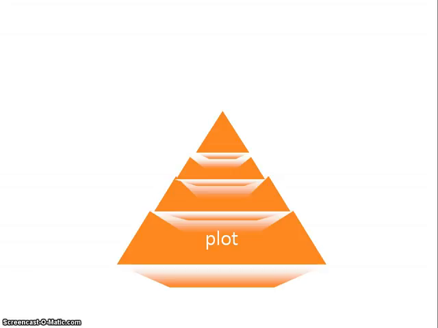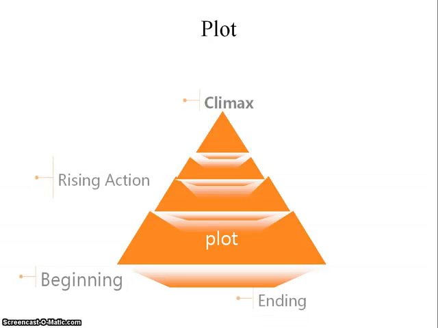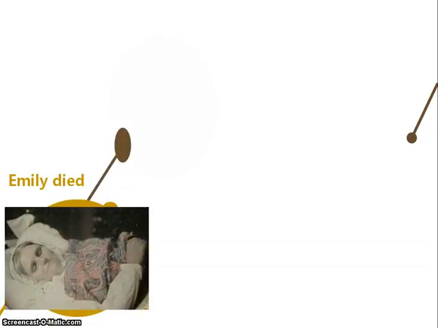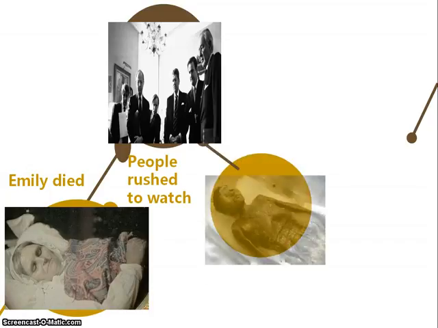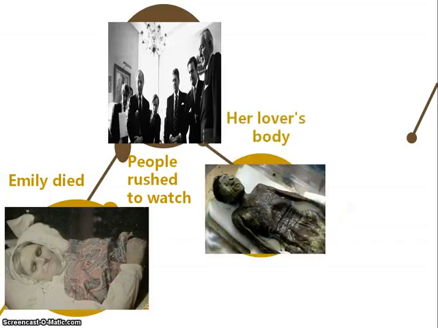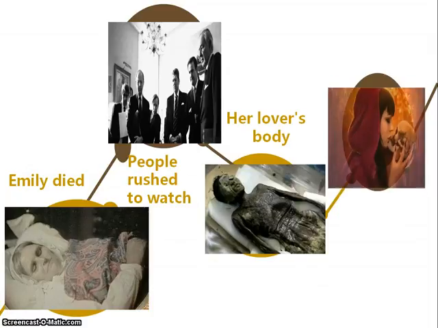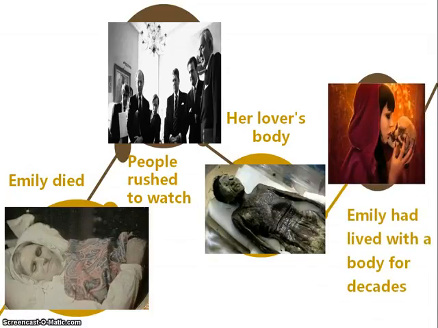Secondly, the analysis of plot. Usually, a plot consists of 4 elements: beginning, rising part, climax, and the ending. Here, we only focus on the climax. In the story, Emily died, and people in the town all rushed into the house, and they found her lover's body lying beside hers. It occurred to their minds suddenly that Emily had lived with the body for decades.